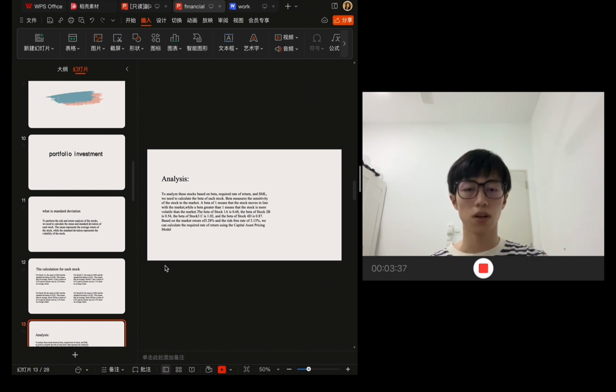The beta of stock 1A is 0.68. The beta of stock 2B is 0.54. The beta of stock 3C is 1.02 and the beta of stock 4D is 0.87. Based on the market return of 3.28% and the risk-free rate of 3.13%. That's all, doctors. Thank you for your attention.